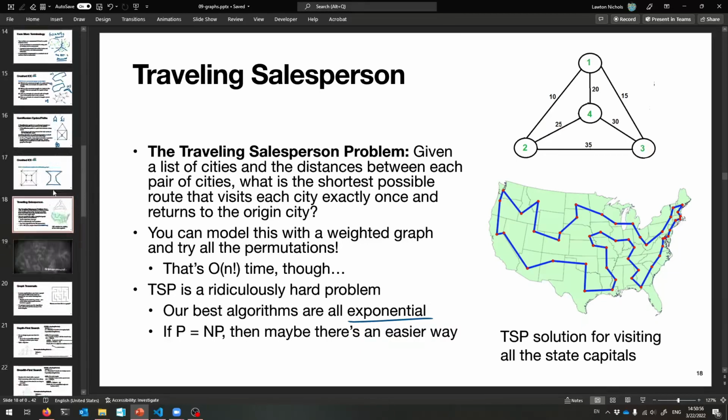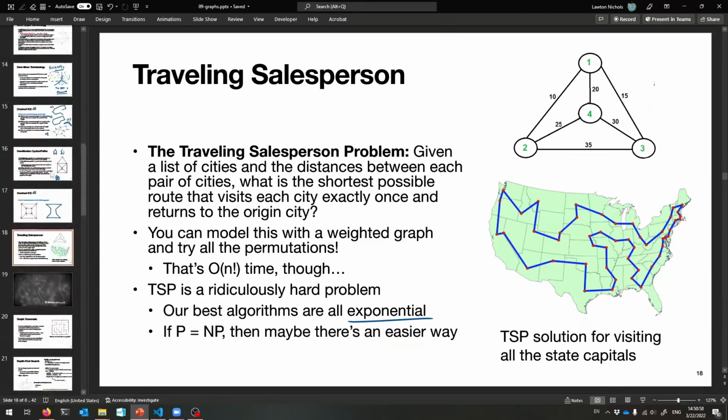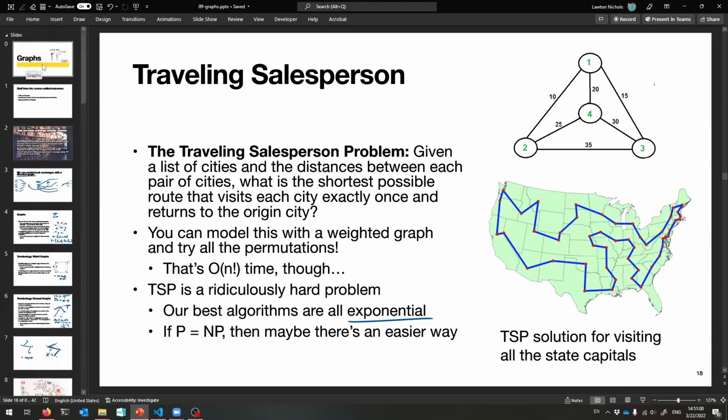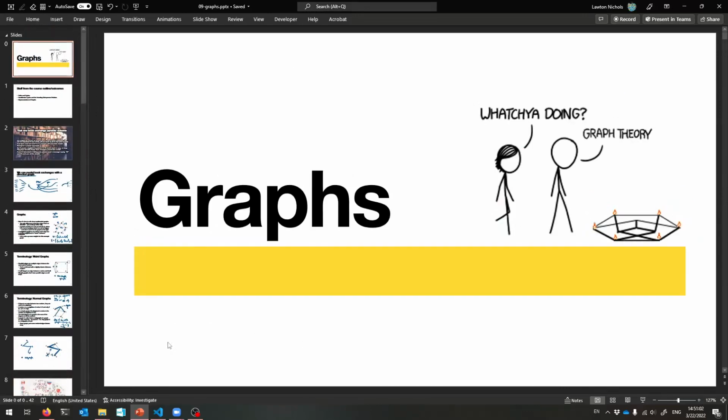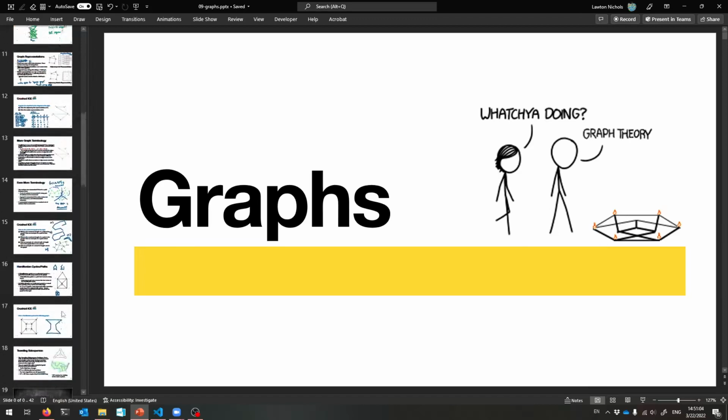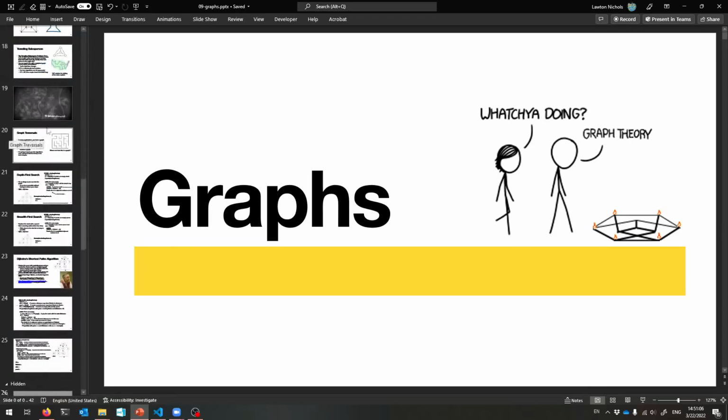So with that, a lot of new terms, I'm very sorry, but that is where I want to stop for the day. So we are now experts on graphs. We'll come back and talk about more algorithms to actually do stuff with graphs stored inside of our computers.